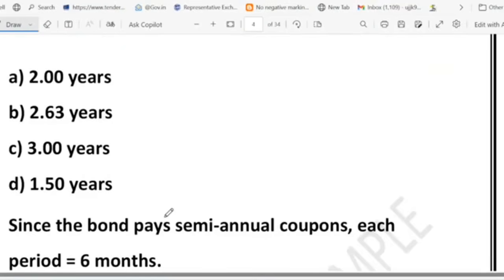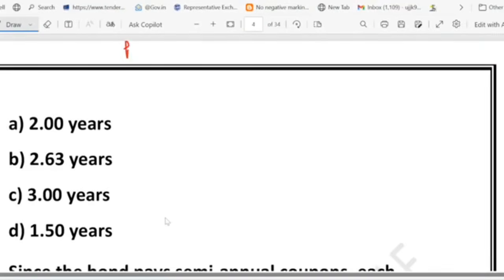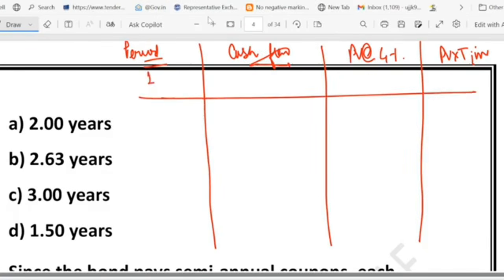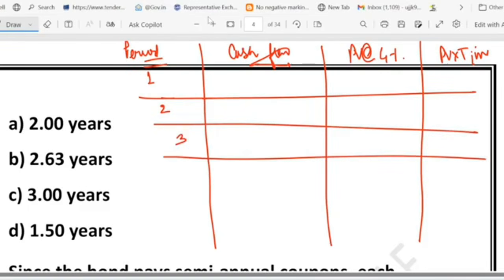Now have a look at the cash flow. For the cash flow, we will create a table. This tabular method is the most preferred one for computing Macaulay duration. First we will write the period, then the cash flow, then PV at the rate 4%, and then PV multiplied by time. So these are the columns we have: period, cash flow, and PV, the present value at the rate 4%. We have 6 periods: 1, 2, 3rd, 4th, 5, and 6.